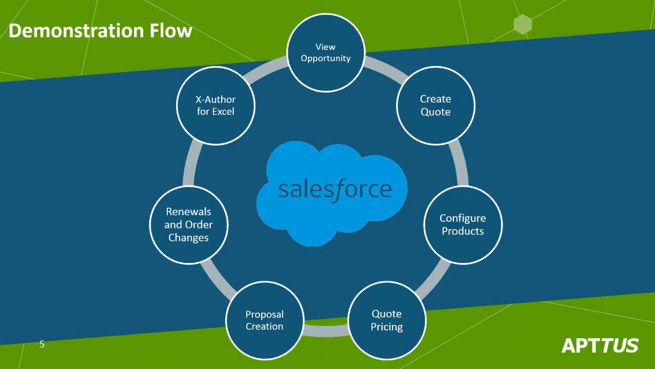Now, the first thing that I'll do is I will create a quote, and then we'll configure some products and go into the pricing of that quote. Then I'm going to create a proposal, and we will skip the e-signature part and go ahead and accept that quote. Now, once that quote has been accepted, we will go in and update a renewal or make an order change and show you just how easy that is to do in the Apttus solution.